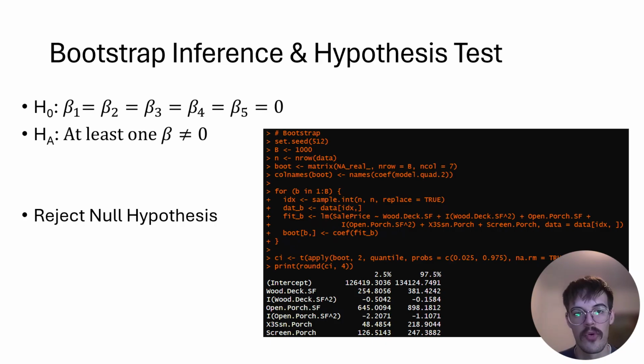Bootstrapping was done to get a more accurate 95% confidence interval of the coefficients. The results of the bootstrapping can be used to address our hypothesis test. The null hypothesis is that the coefficients for the predictors are all equal to 0. The alternative hypothesis is that at least one of the coefficients is not equal to 0, meaning at least one has a significant impact. From the results of the bootstrapping, we can see that none of the coefficient intervals contain 0, indicating that they all have significant impact, so we reject the null hypothesis.